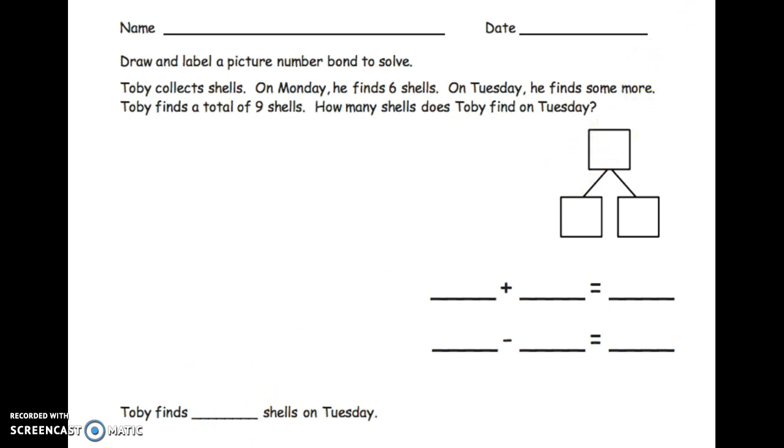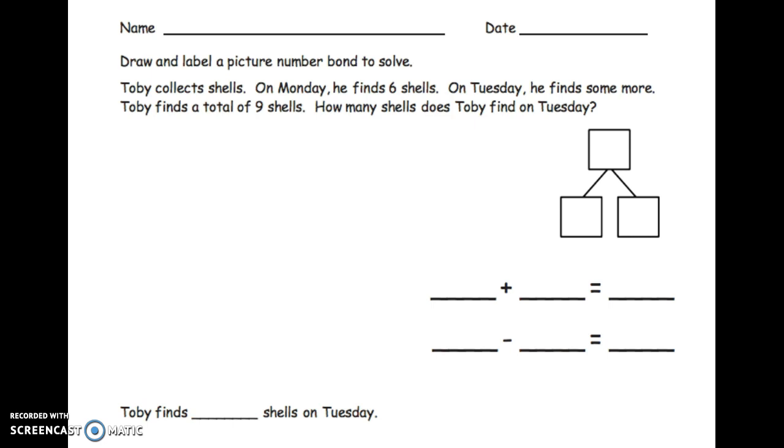When we draw, remember we are drawing quick and simple. So the math way is drawing circles. Circles are quick and simple. I'm going to read your story problem today. If at any time you need to pause the video to draw your math picture, feel free to do so.